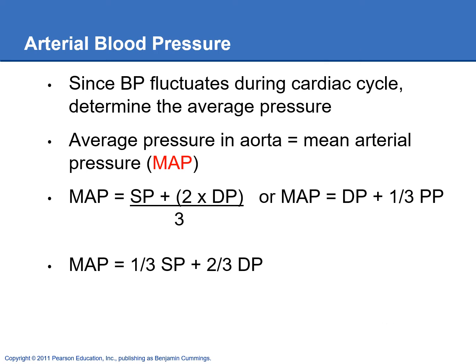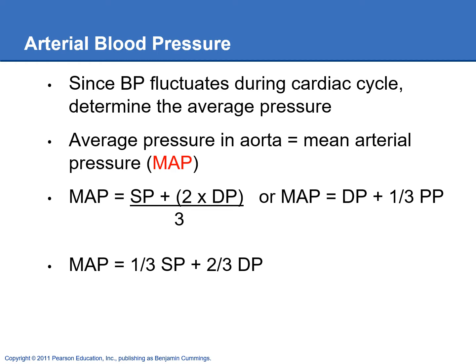So because the blood pressure fluctuates during the cardiac cycle, we often want to determine what the average blood pressure is. So the average blood pressure in the aorta is the mean arterial pressure, or MAP. And there's some formulas here to calculate the MAP. I'm not going to ask you to do this on the exam, and that's because the machines in the hospitals will just calculate the MAP for you, so you don't need to know how to do this.